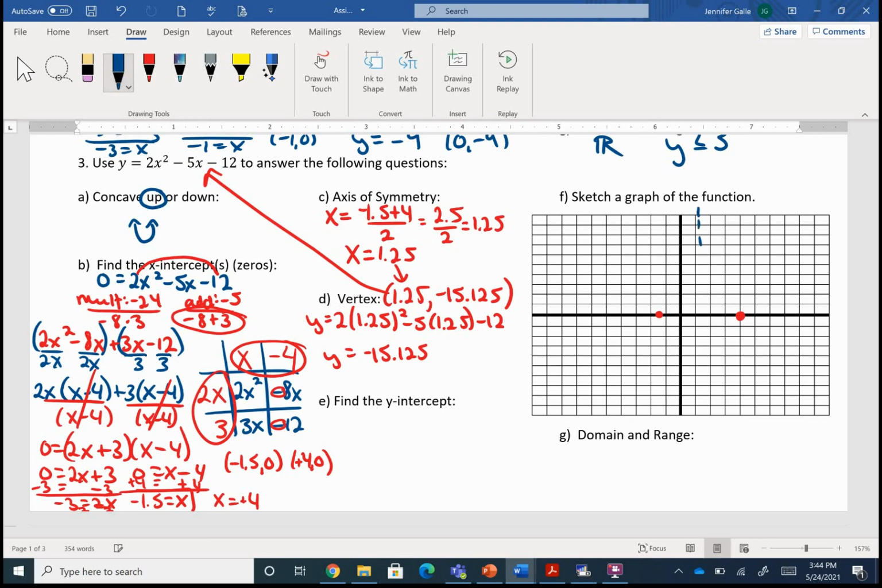Actually, I'll go ahead and draw on the axis of symmetry. 1 1/4, try to make that line closer to 1 than it is to 2. And then negative 15.125, it's not going to fit with our current scale, so I'm going to change. And since I have to fit 15, it's an odd number, I'm going to go by 3s. So each line on the y-axis is now worth 3. So negative 15, so negative 3, 6, 9, 12, 15.